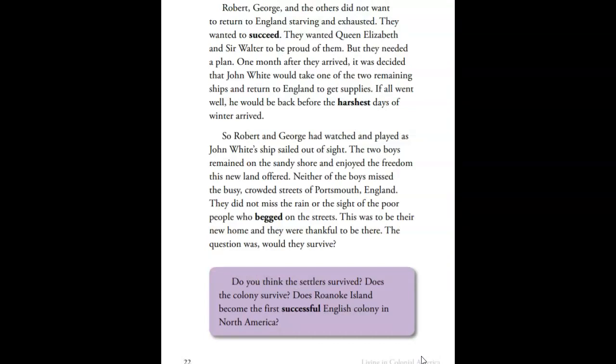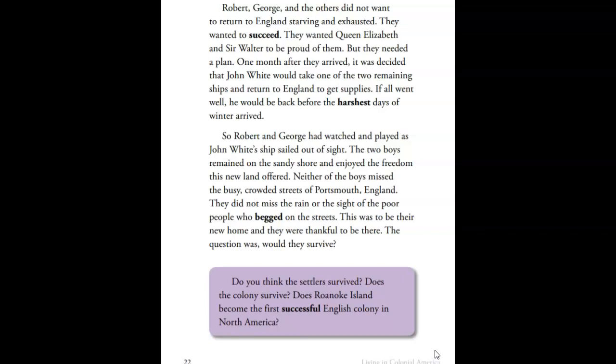Robert, George, and the others did not want to return to England, starving and exhausted. They wanted to succeed. They wanted Queen Elizabeth and Sir Walter to be proud of them. But they needed a plan. One month after they arrived, it was decided that John White would take one of the two remaining ships and return to England to get supplies. If all went well, he would be back before the harshest days of winter arrived.